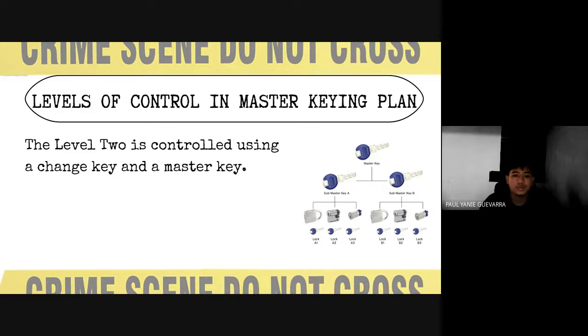The level 2 is controlled using a change key and a master key. We use this type of key in schools, apartments, or industrial buildings.